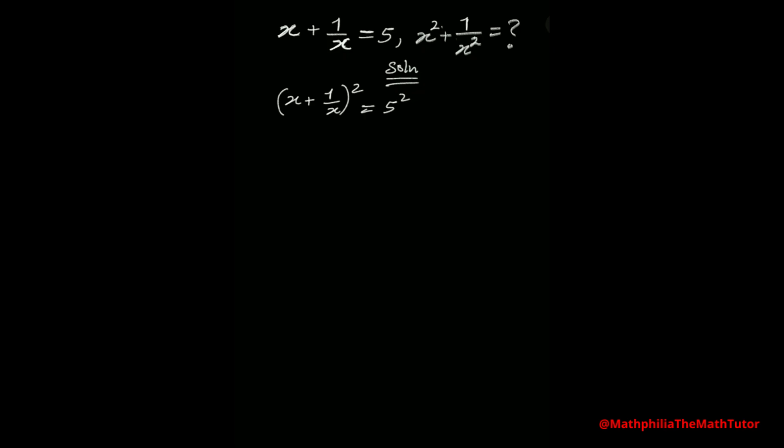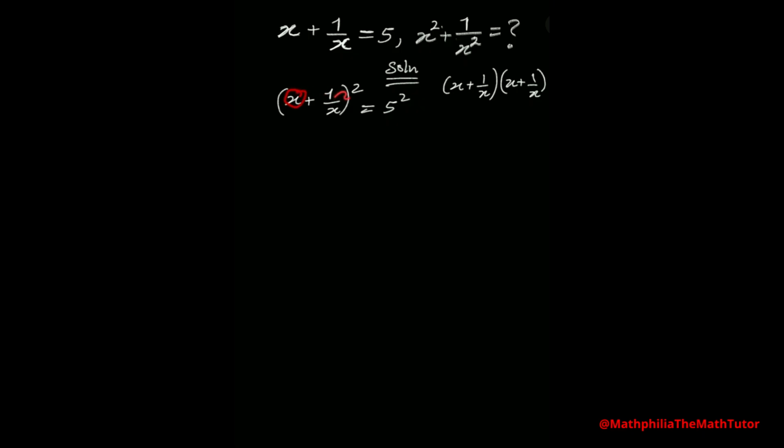If you square that, it's equal to 5 squared. Let's go ahead and expand this. Well, for those of you who don't know, x plus 1 over x all squared is the same as x plus 1 over x multiplied by x plus 1 over x. And I'm sure everyone knows how to expand that. But for the sake of this video, I'm just going to use the shorter method.